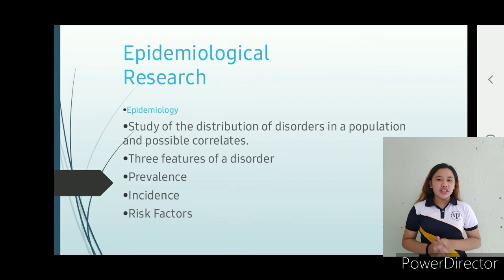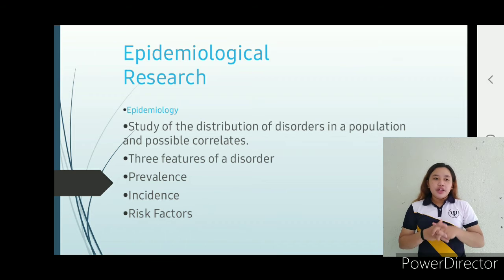Epidemiological research. Epidemiology is the study of the distribution of disorders in a population and possible correlates. There are 3 factors of a disorder. First is the prevalence. It is the proportion of people with a disorder either currently or during their lifetime. Second is incidence. It is the proportion of people who develop new cases of the disorder in a year.